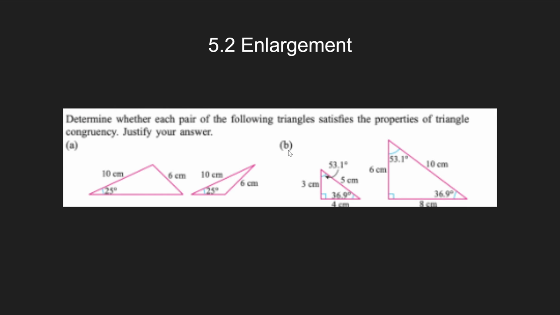So for question B, it is the same, but it is not a congruency. So the answer is no. Although both triangles have three corresponding angles of the same measurement, all the corresponding sides are different in measurement. The areas are different. So this is not congruency. This is an enlargement. It's not the same area.